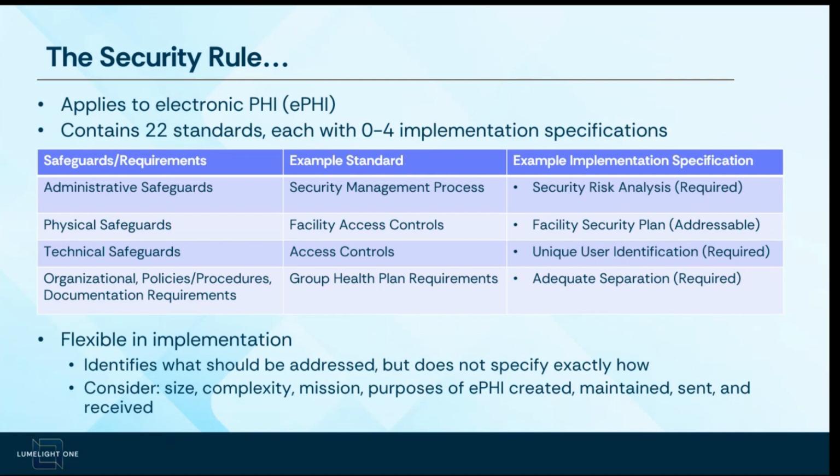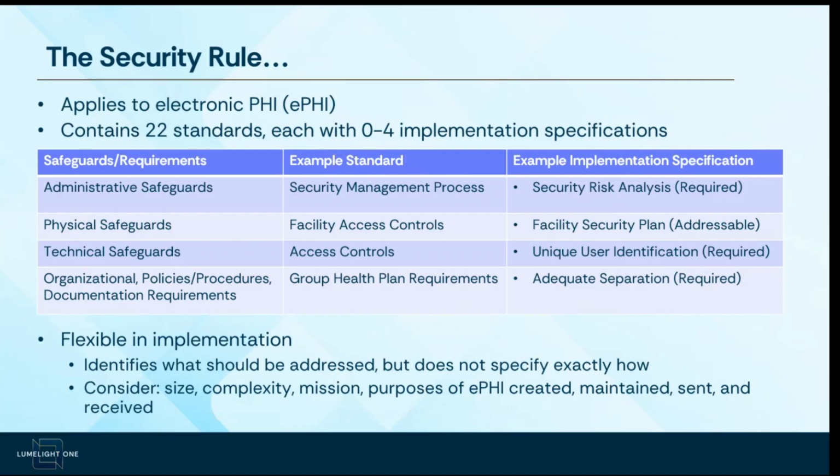To that end, the security rule has safeguards and requirements that must be managed, and they fall into these four categories, including administrative, physical, and technical safeguards meant to preserve the integrity of the ePHI, as well as organizational, written policies and procedures, and documentation requirements.